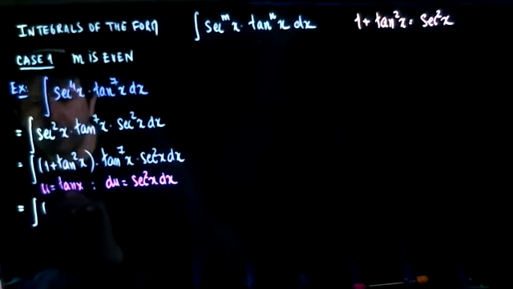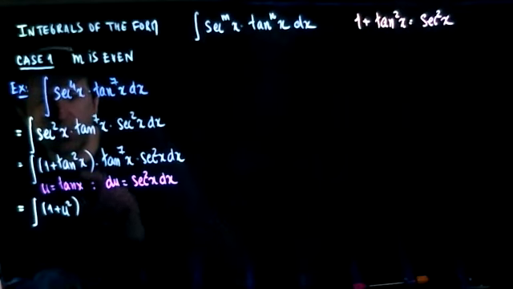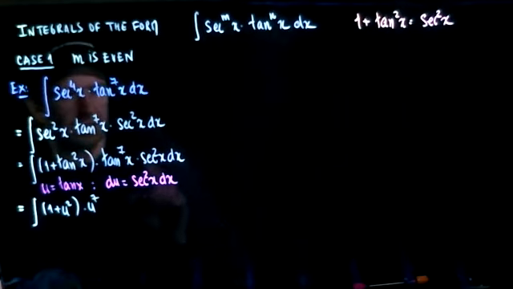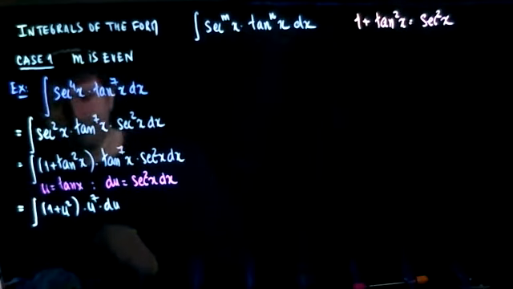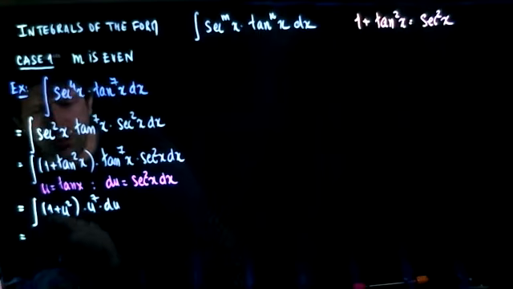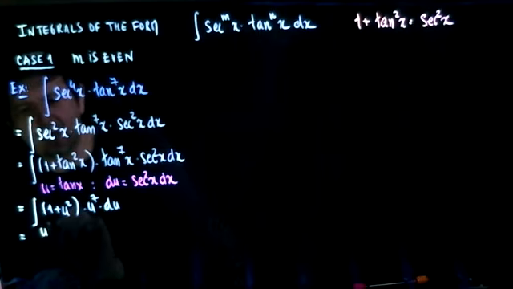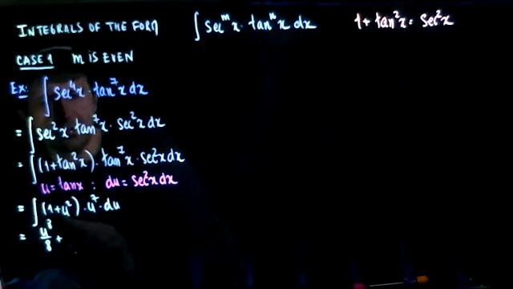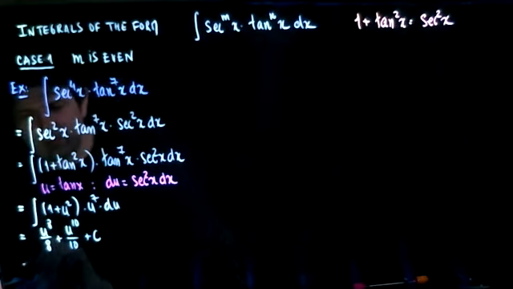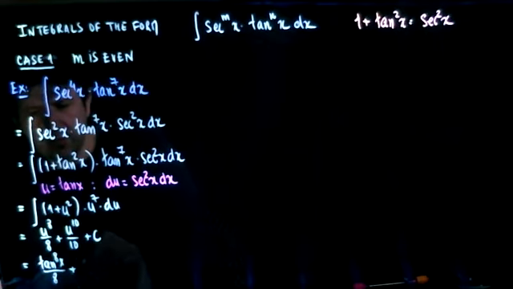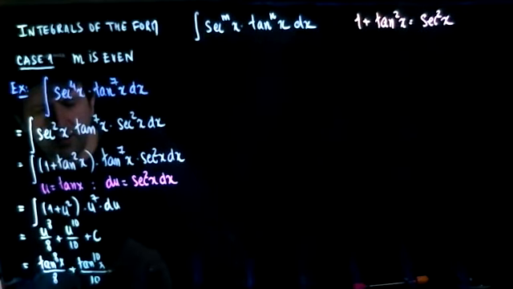So I have the integral of 1 plus u squared times u7 and secant squared x dx, which is du. And that's an easy integral again. So it's u7, the antiderivative of u7 is u8 over 8, plus this is u9, the antiderivative is u10 over 10 using the power rule. And that's it. Now I replace u back by tangent and I'm done. Tangent 8x over 8 plus tangent 10x over 10 and plus c.